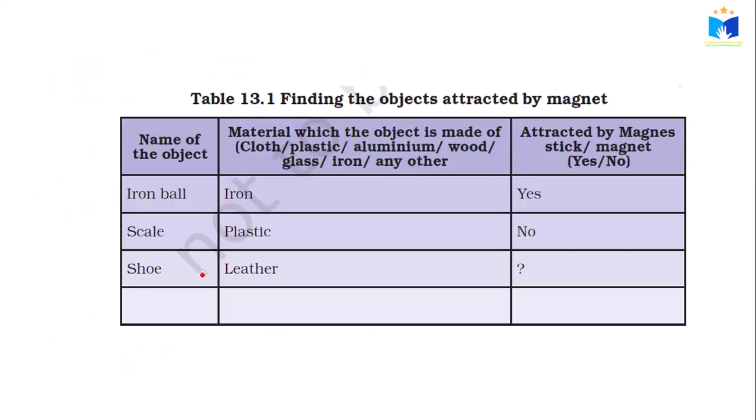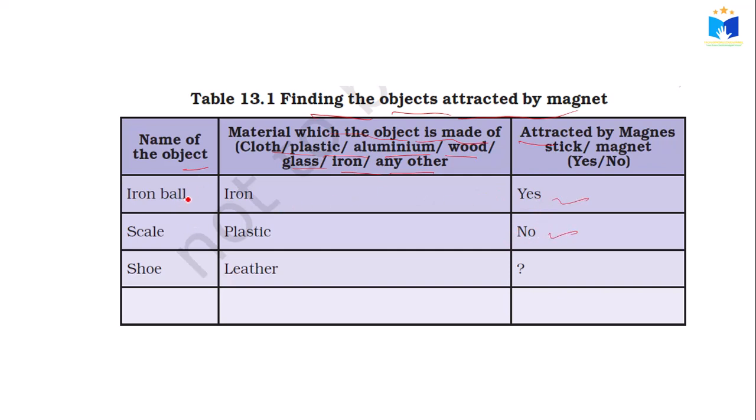Okay, so in this table we will be finding the objects attracted by the magnet. Here we are seeing what is going to be attracted to the magnet. Name of the object, we have to write it here, and the materials which the object is made of: cloth, plastic, aluminum, wood, glass, iron, any other. Attracted by magnet, stick to magnet, yes or no. So we have to write whether it is attracting or not. Yes means the magnet is attracting, no means the magnet is not attracting.